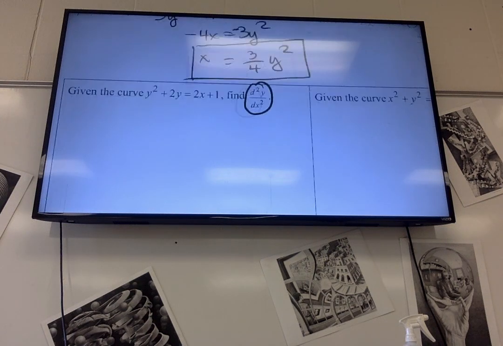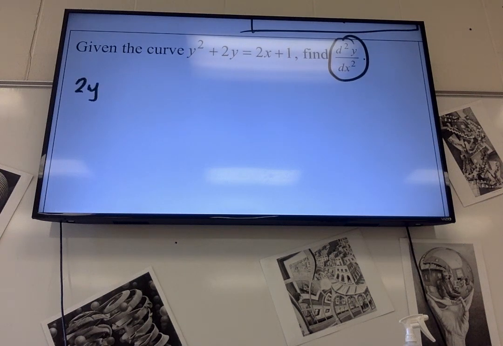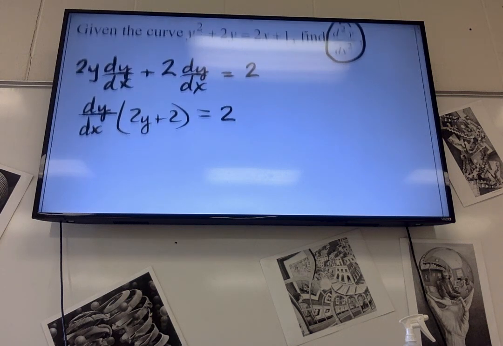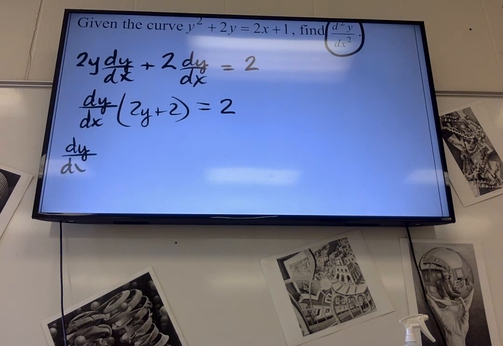So, derivative of y squared: 2y dy/dx. Very good. Plus 2 dy/dx equals 2x. I'm going to factor out the dy/dx. It gives me 2y plus 2. So dy/dx is 2 over, and I can factor out a 2. Twos will cancel. You got 1 over y plus 1. Now we're good there.